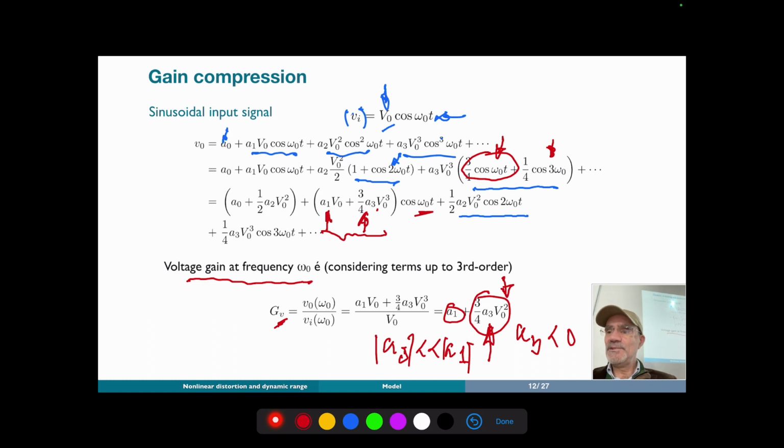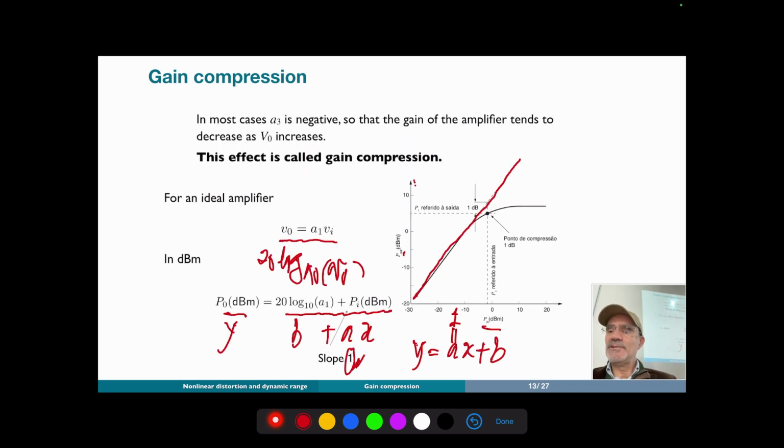And so what happens is the following. Instead of following the straight line, the amplifier, which initially for small signals is close to the ideal linear amplifier, then starts to deviate and starts to saturate as we increase the amplitude. Okay? And this saturation effect is a result of nonlinearity of the amplifier. And this is called gain compression, because as we increase the voltage, the gain starts to decrease.